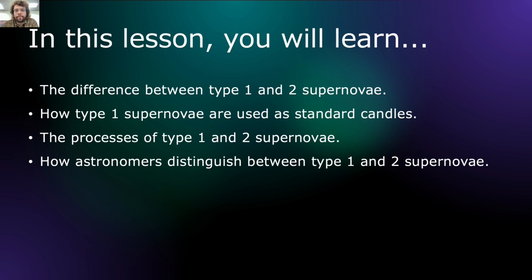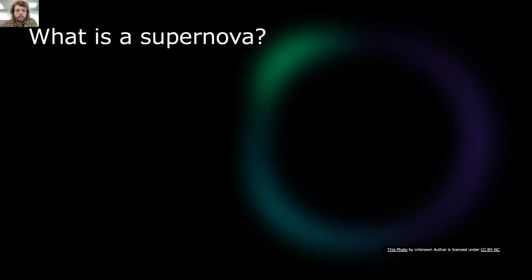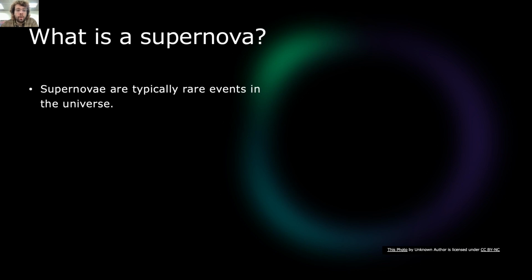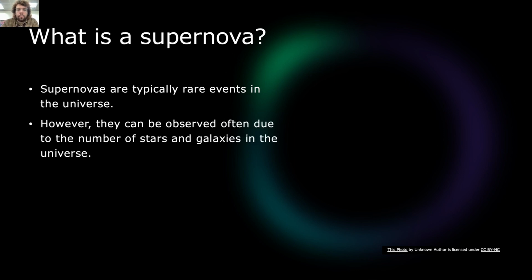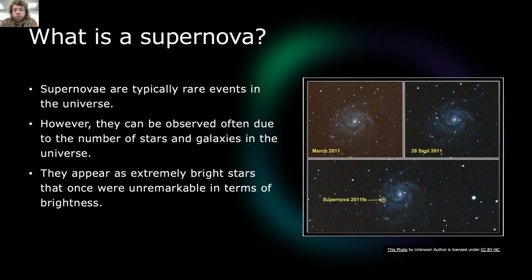So let's get right into it. So first, what is a supernova? Let's get into the specifics here. So these are rare events in the universe. However, there are so many galaxies and so many stars in the universe that they're still observed pretty commonly. And they appear as extremely bright stars, where once there wasn't much of anything in that area of the sky. So we can kind of see that here.